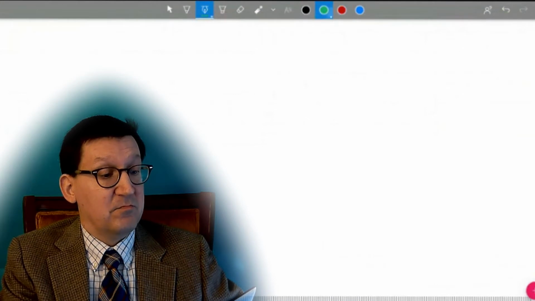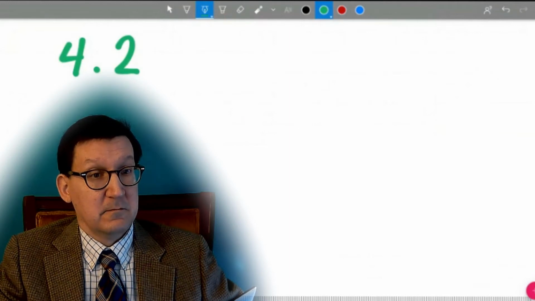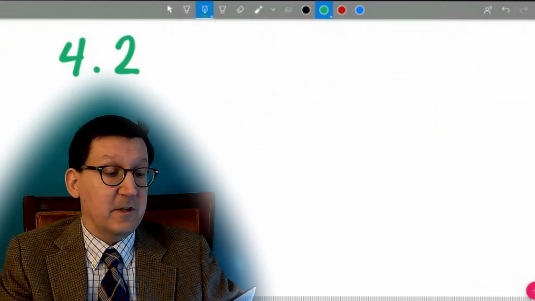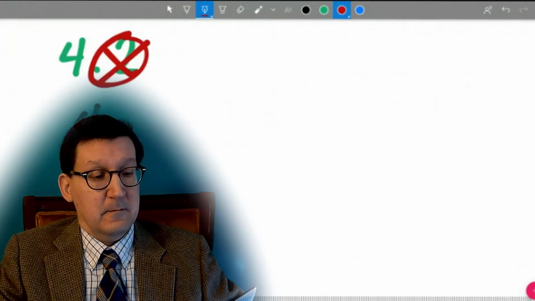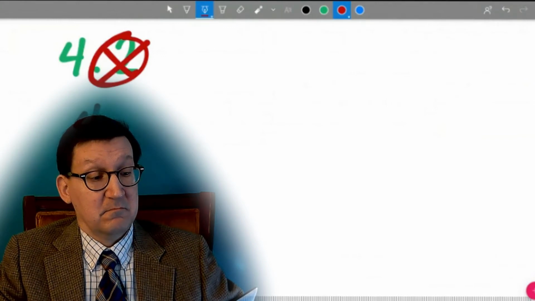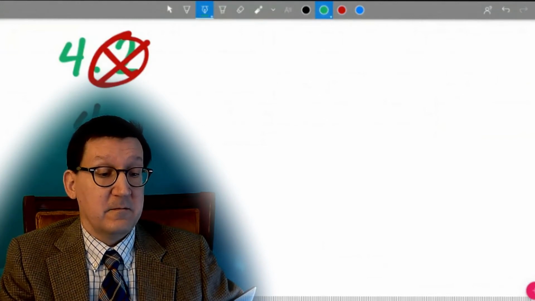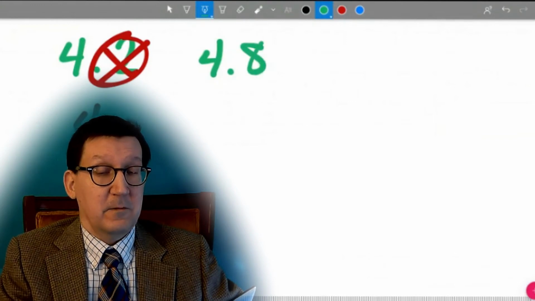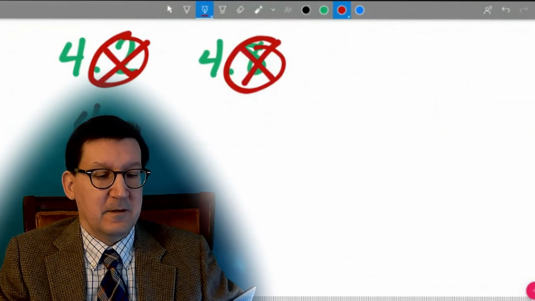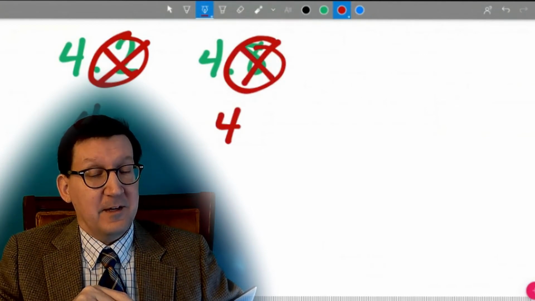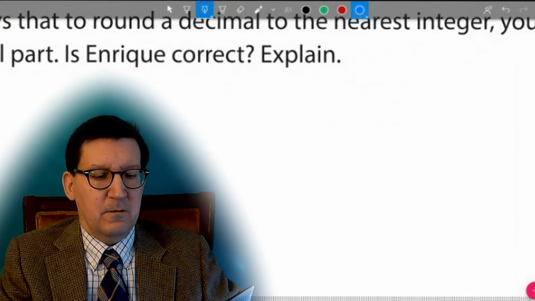Well, if you had 4.2 and you wanted to round that to the nearest whole number, to the nearest integer, Enrique says just take that 2 off and you're left with 4. Well, 4.2 rounded to the nearest integer is 4. Okay, well, what if it was 4.8? By Enrique's rules, you'd have to take that off and then you just keep 4. That doesn't work that way, does it? 4.8 rounded to the nearest integer isn't 4, it's 5. So Enrique is wrong, wrong, wrong. No, 1,000 times no.